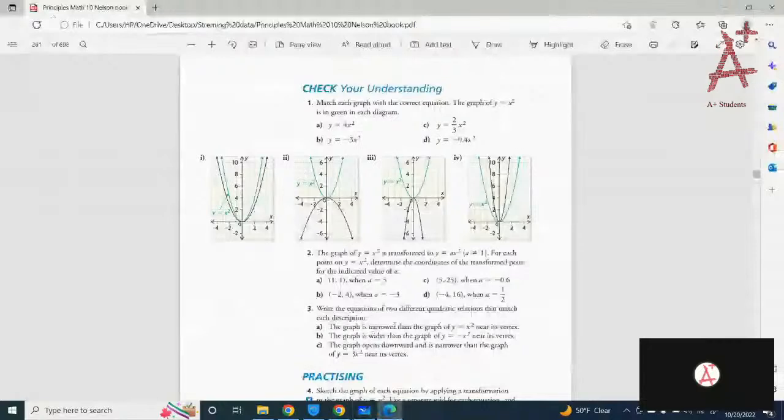Okay, you can do C and D yourself. Just start with question number 3. Write the equation of two different quadratic relations that match each description.